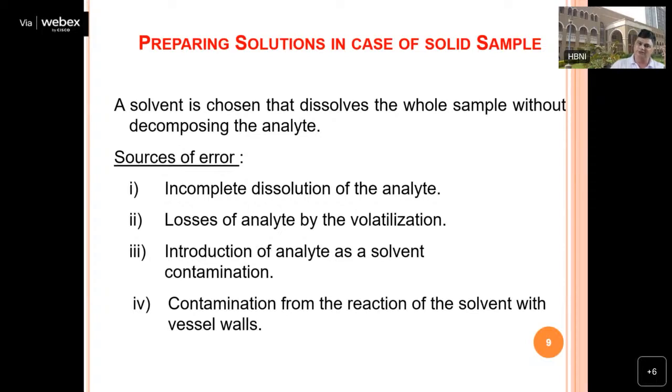This is also a very important thing. If you are taking PTFE vessels, it's okay. But if you are taking any other kind of vessel, there is a chance that you may get some element from the reaction between the solvent or acid which you are using and the container, whatever container you are using. So those are the major sources of errors.